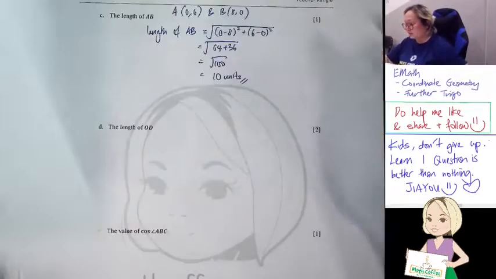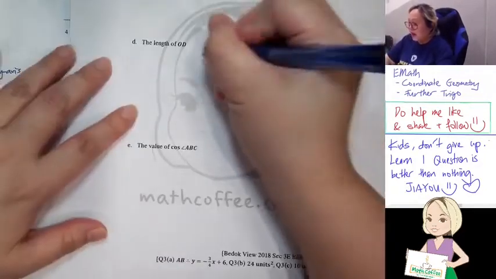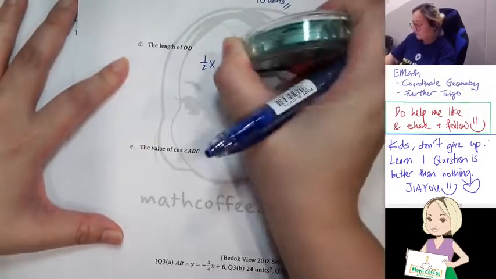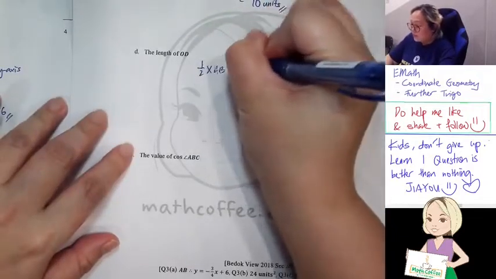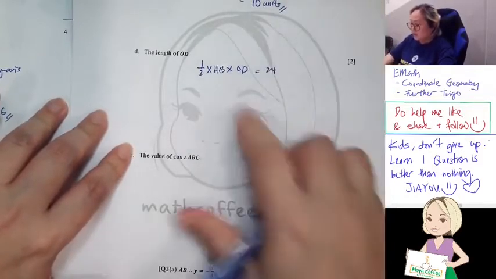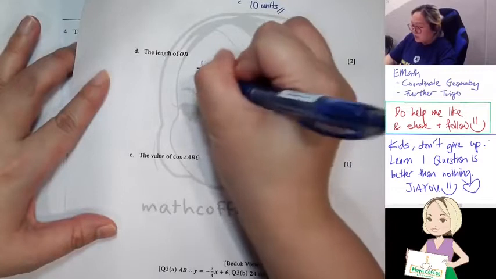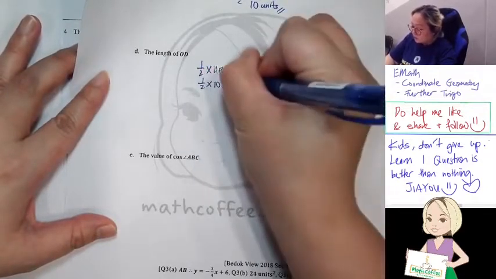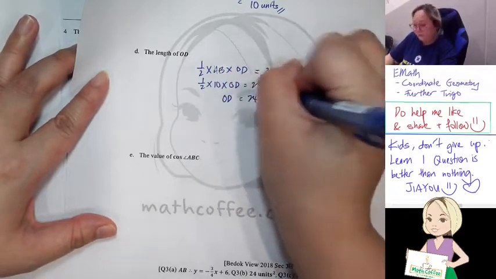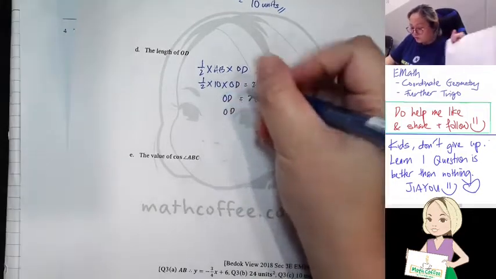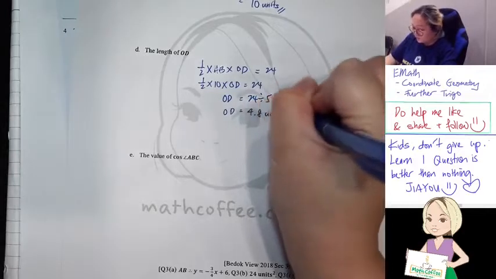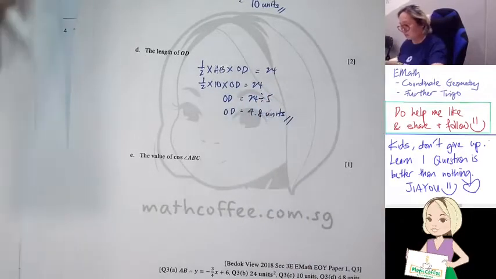So you will say that half times 10 units. Okay, I'm going to write the alphabet first. So half times AB times OD will give you the same area, which is 24. AB, we already found it. So it's half times 10 times OD is equals to 24. So OD is equals to 24 divided by 5. So OD is equals to 4.8 units. Done.